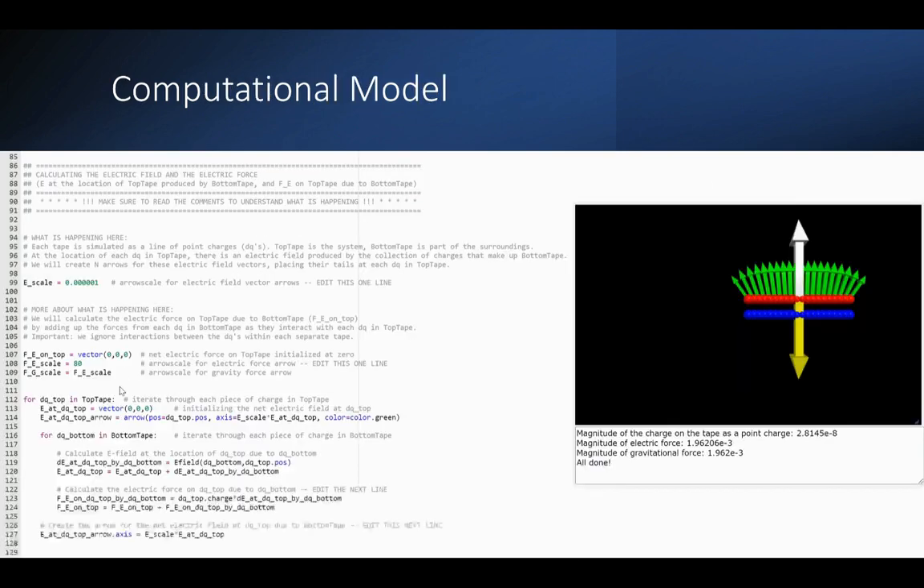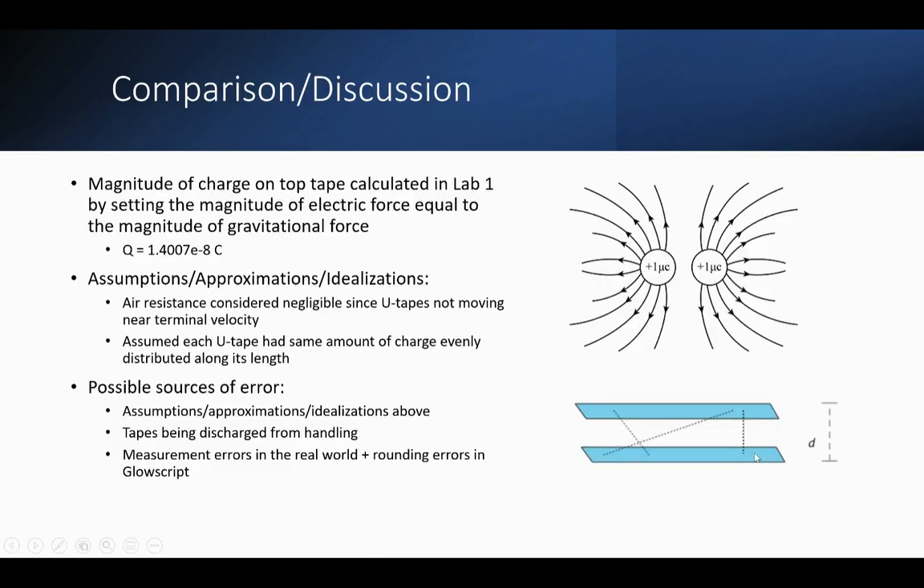and this also leads me to my possible sources of error, as these assumptions could have yielded some discrepancy. As you can see on the previous slide, the magnitude of electric force and the gravitational force is not exactly equal. Tapes could have also been discharged from handling, further accumulating to error, and there could have been measurement errors in the real world and rounding errors in GlowScript.